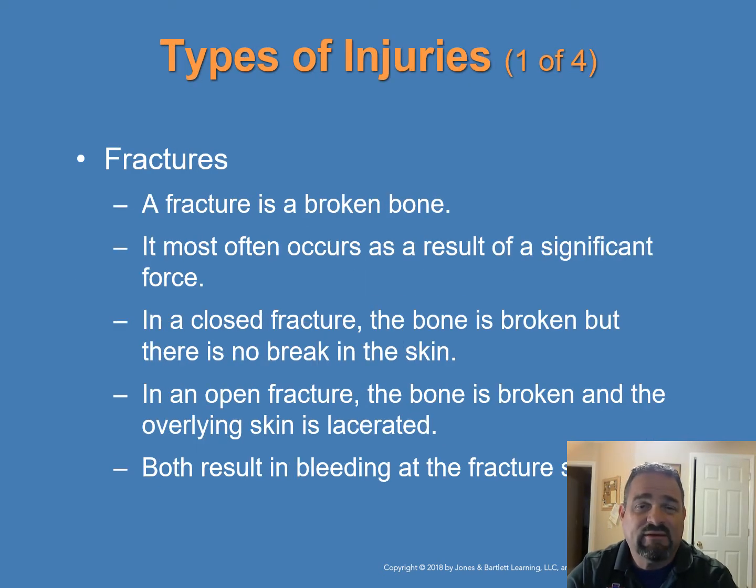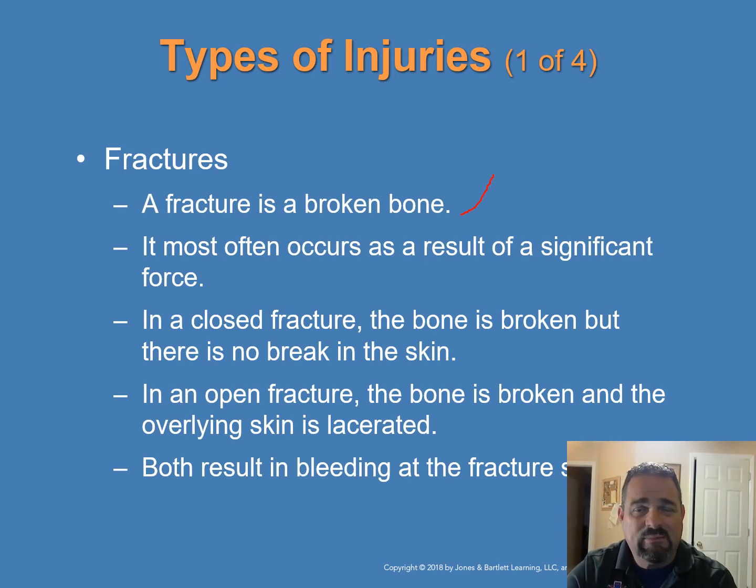So let's talk about different types of injuries. Fractures. A fracture is a broken bone. It most often occurs as a result of some kind of significant force. Something has happened, okay? A variety of mechanisms can cause a fracture, but usually it's that significant force that does it. Fractures are classified as either closed or open.